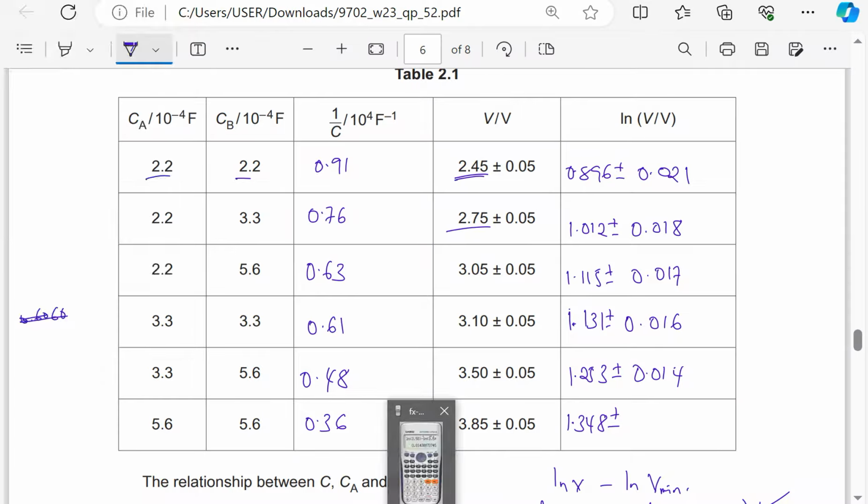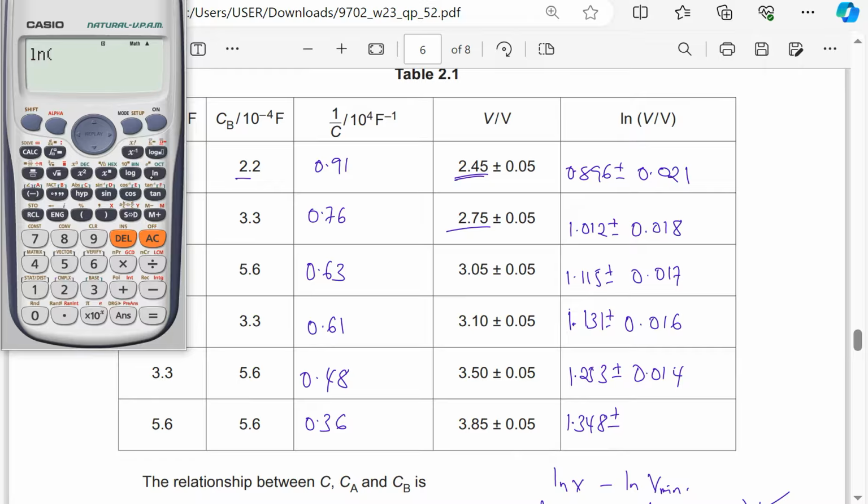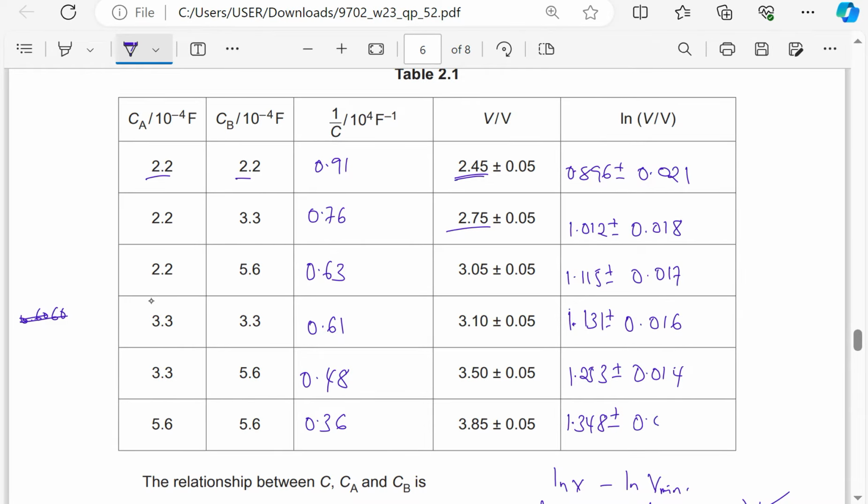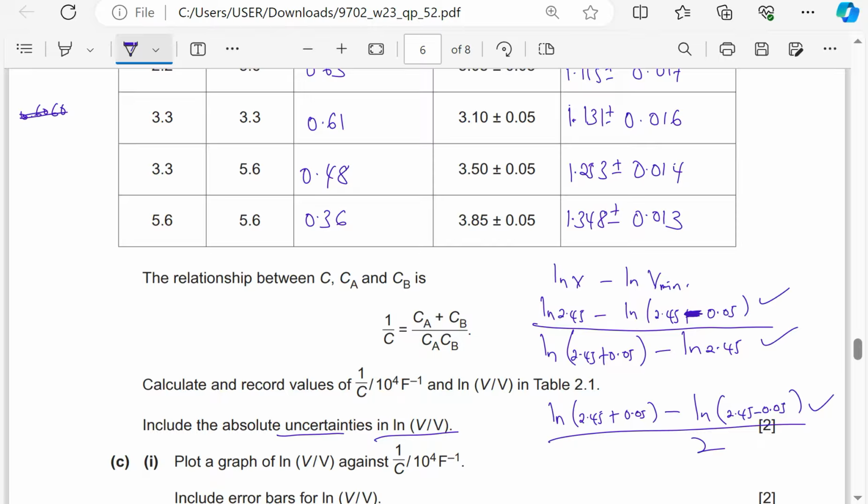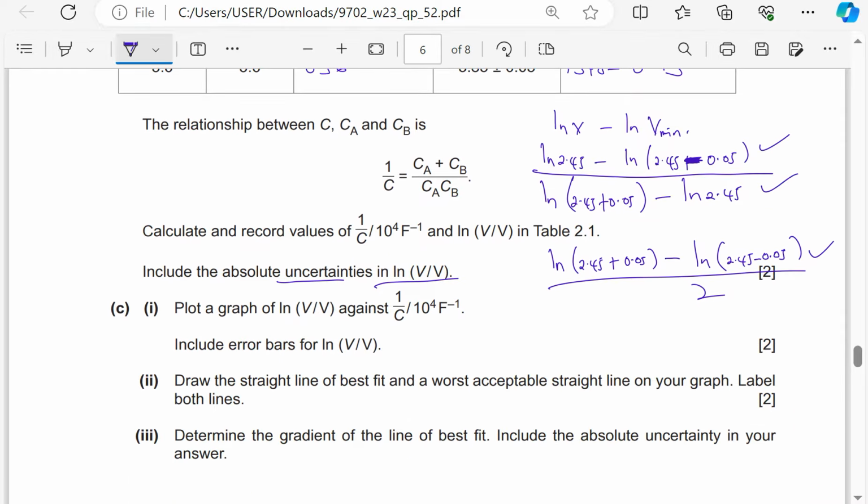And the last one is ln of 3.85 minus ln of 3.85 minus 0.05. So that is 0.013. Okay, so those are the uncertainties in ln of v, so it is plus or minus. Whichever method you use, the answer is going to be approximately the same. They may vary slightly in the last digit.